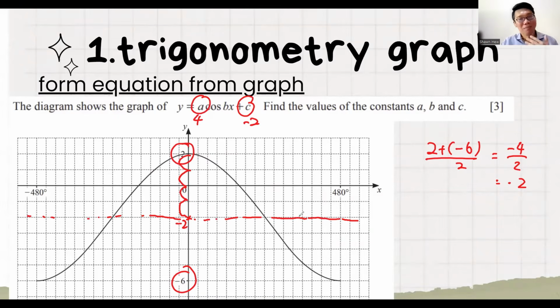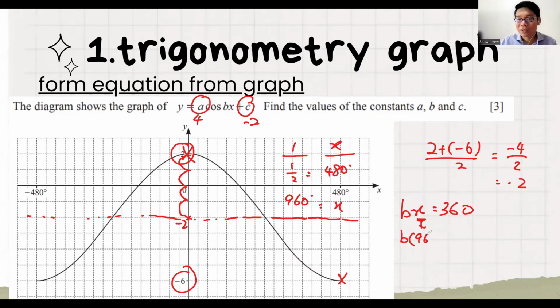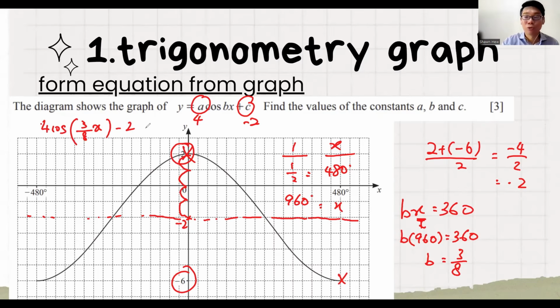How about B? B is a bit special. We know that Bx is always 360 degrees, but for this graph, I only know half of the graph is 480. So 1 is how much? One complete cycle is 960 degrees. So B times 960 degrees, because this x represents the period for my graph. B is 3/8. So the final answer is 4 cos 3/8x minus 2.